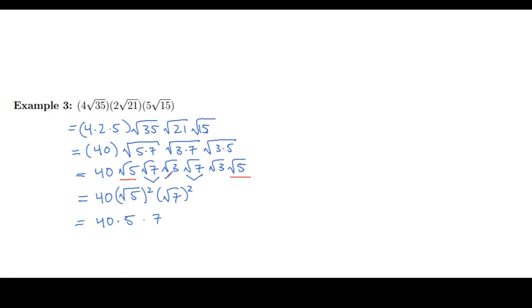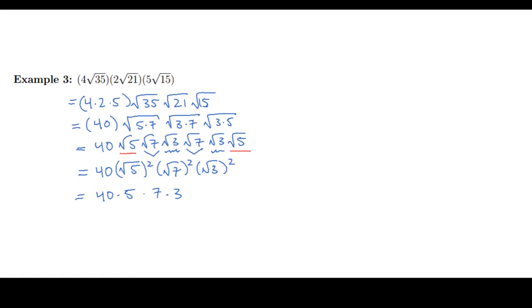And then we have a root 3 and a root 3, right? So that's root 3 squared, so that's going to give us a 3. And then we just multiply all these things and simplify, and that's 4,200.